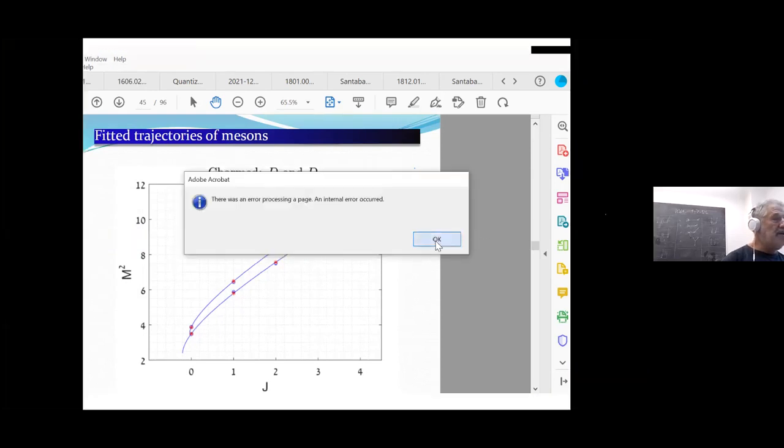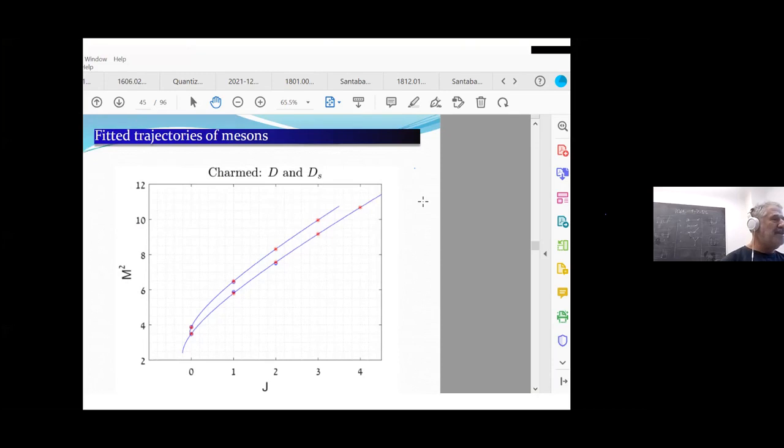Okay, so for some reason I cannot get all of them, but we did the fit of all the trajectories. Here are the cases of the charmed one, and these are, in fact, more interesting because here, when the quarks start to be heavy, you see that they are no longer linear, they are bending.